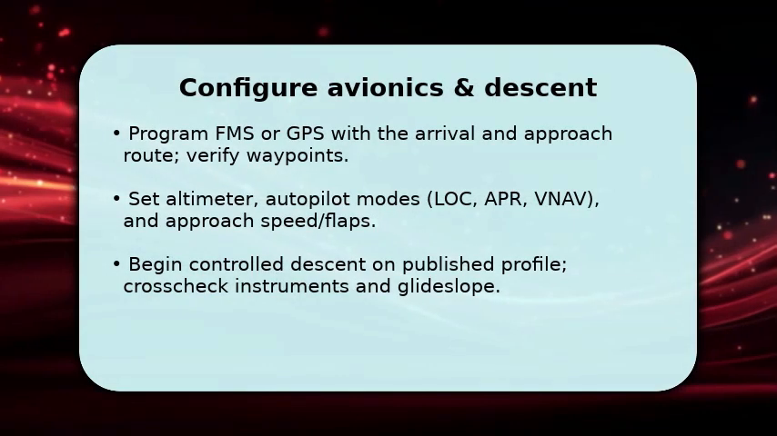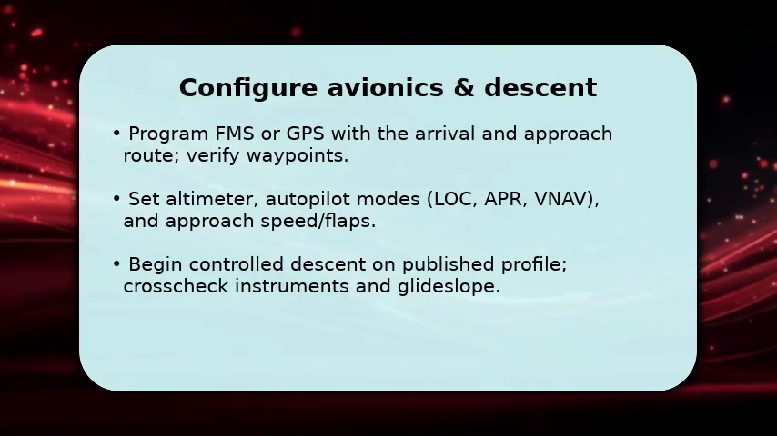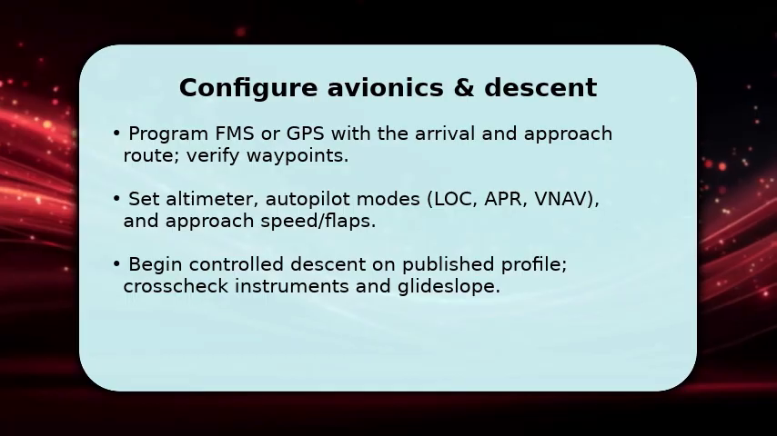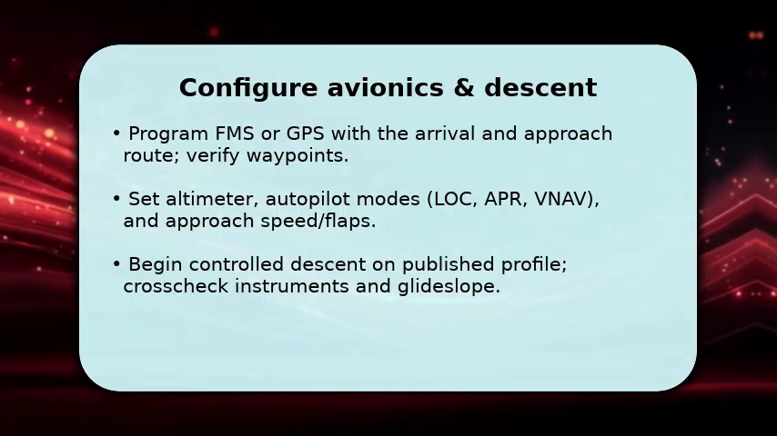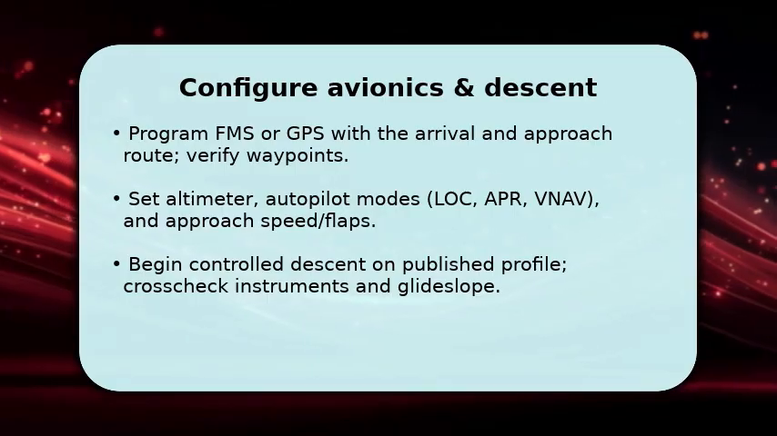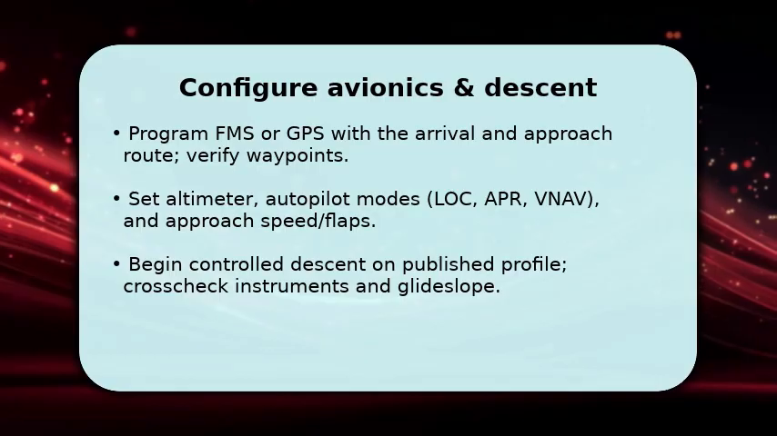Load the STAR and approach into the FMS, then verify each waypoint and final inbound course. Set the altimeter to current pressure and choose autopilot modes. Engage VNAV for vertical path and LOC/APPR for localizer and glide slope capture if available.